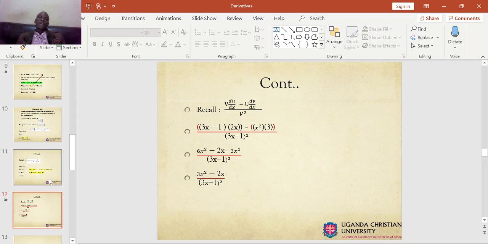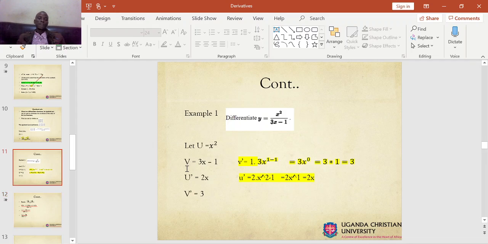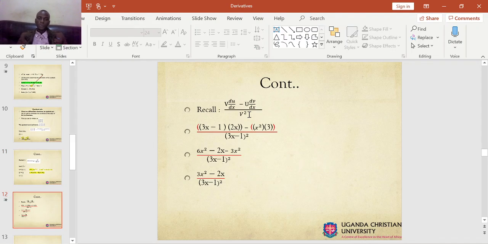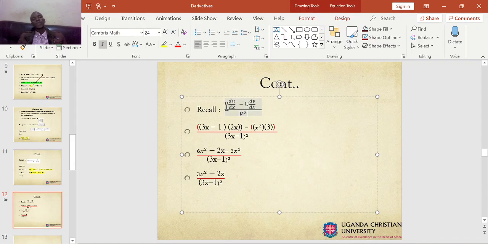Okay, so after getting this, we've gotten the derivative of u as 2x and the derivative of v as 3. According to the formula, we are going to get v, which is the denominator, times the derivative of the numerator, minus the numerator times the derivative of the denominator, over the denominator squared. But we should recall we've already calculated the derivative of x.